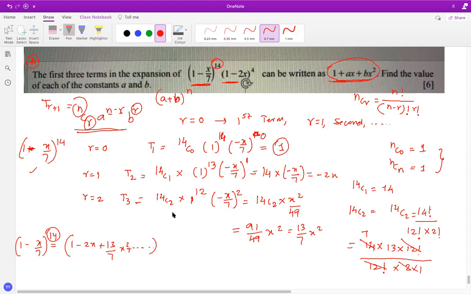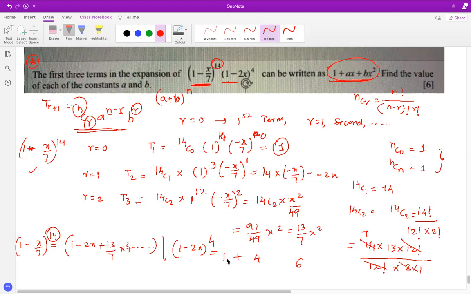So the next step is to expand (1 minus 2x) to the power 4. So when I say (1 minus 2x) to the power 4, it is easy. You can use Pascal's triangle. I'm just going to use Pascal's triangle. So it'll be 1, 4, 6, 4, 1. So I know that. And 1 to the power 4, 1 to the power 3, 1 to the power 2, I'm not going to write.